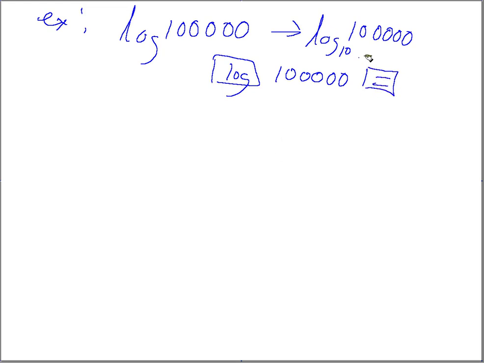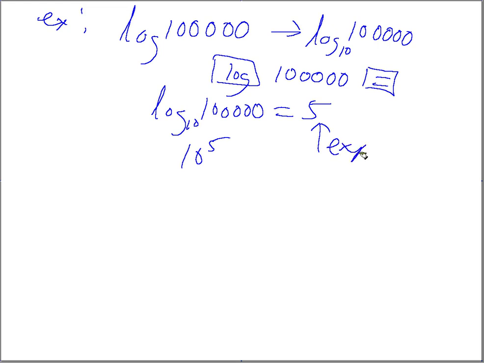It should give you a 5. So log base 10 of 100,000 is equal to 5. Because 10 to the 5th power, again, this is the exponent: 5 is the exponent, 10 is the base. Yeah, 10 to the 5th power is certainly 100,000. So again, know how to convert log equations to exponential equations. That's not too bad.